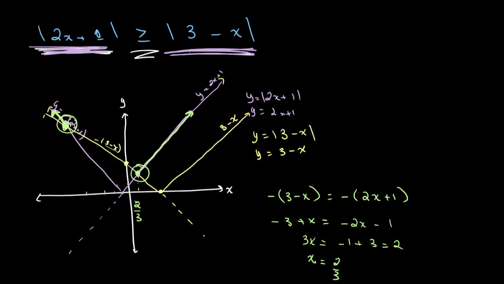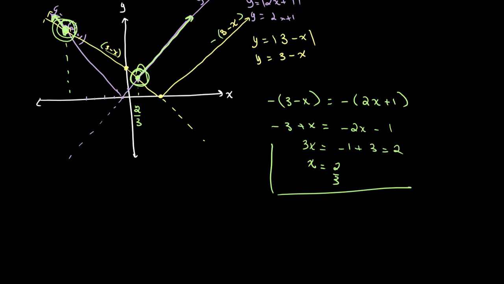I also apologize. This is the graph of 3 minus x, and this is the graph of negative 3 minus x. So we just found this intersection point.